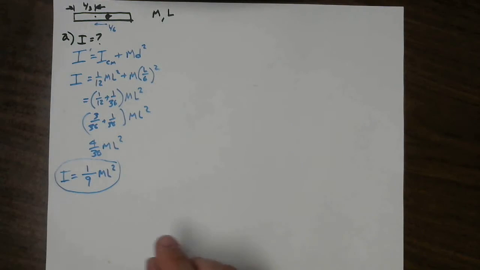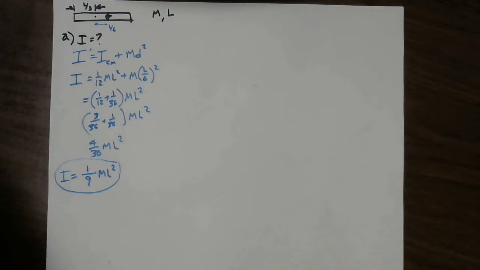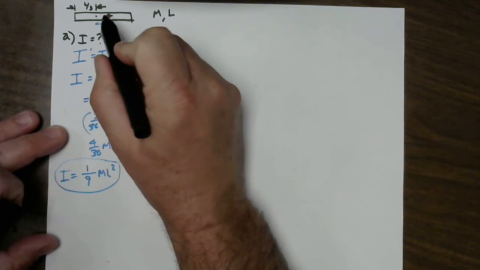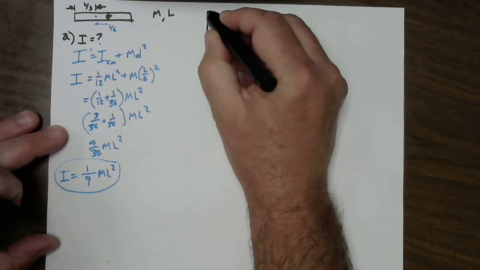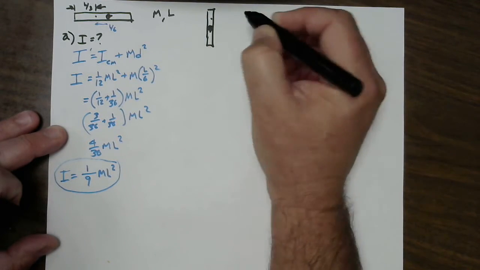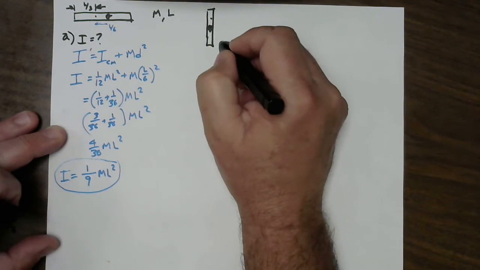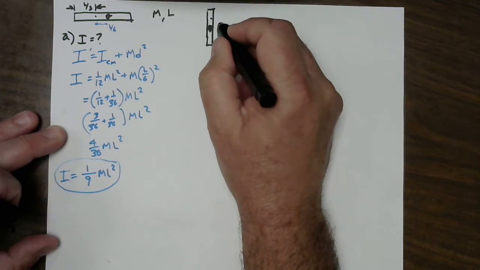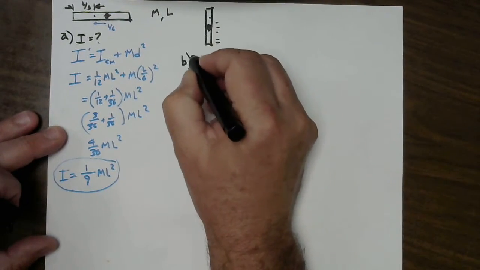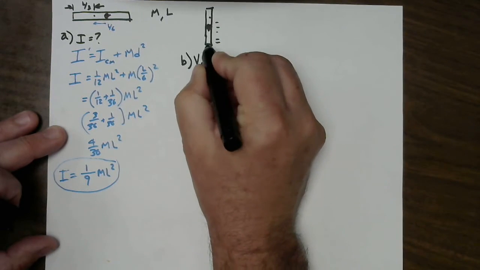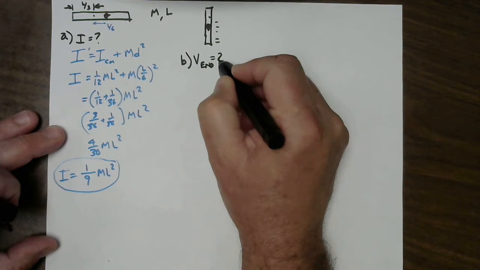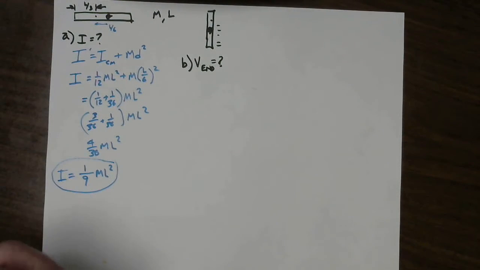Second thing they ask us to do is, hey, this object now is allowed to swing around this pivot point from this orientation to this orientation. So it swings down, and as a result, it will be moving. It will be swinging. And they would like to know, what is the velocity of the end of the bar or rod?